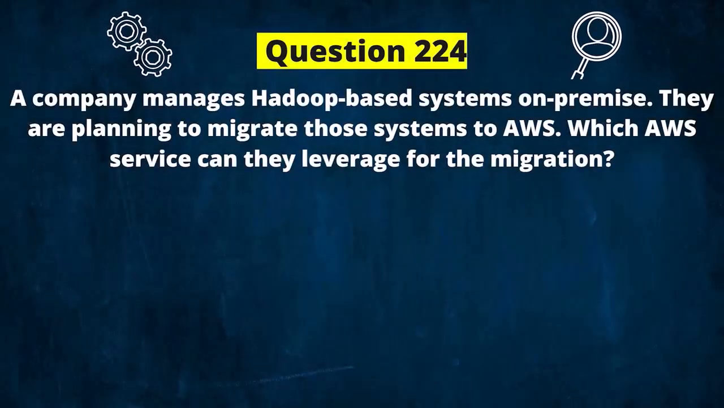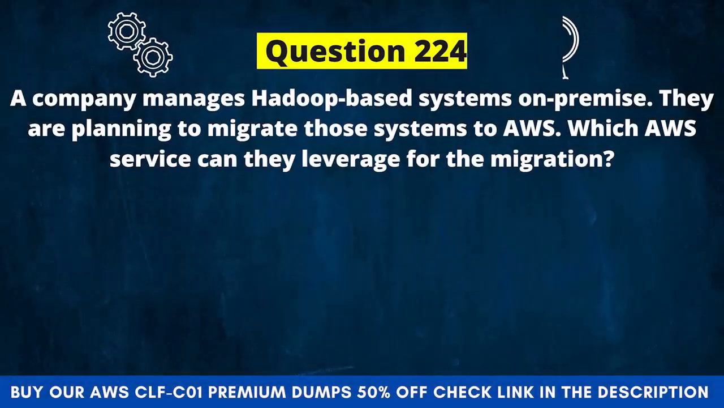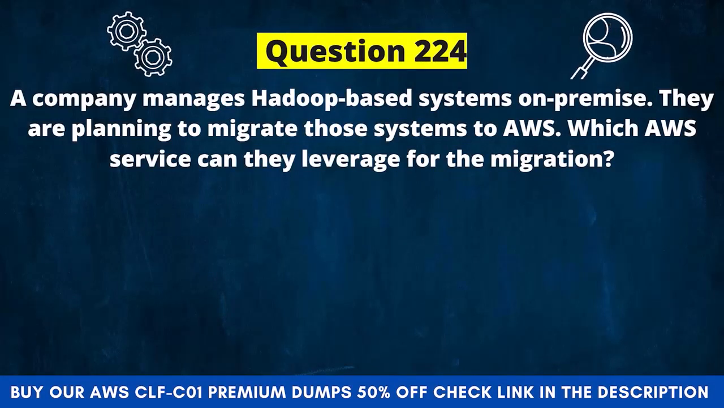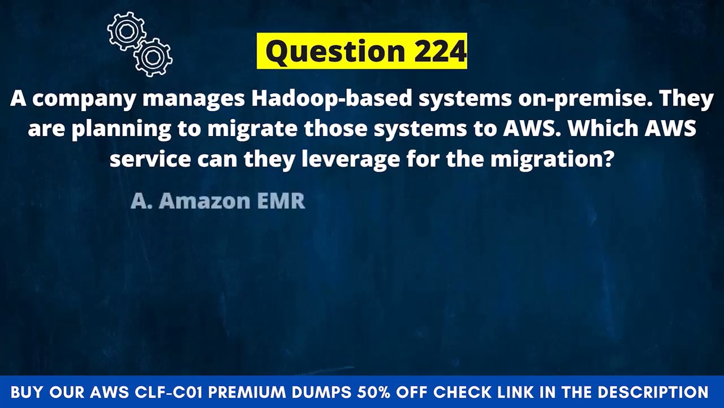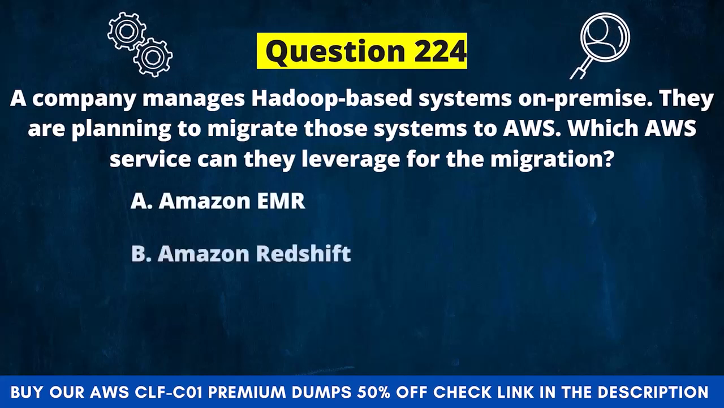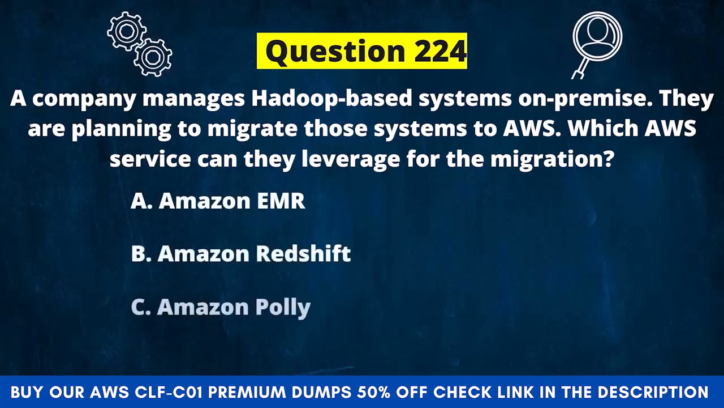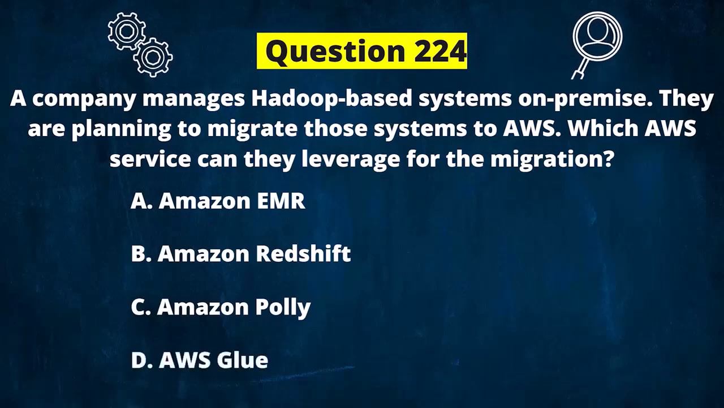Next question. A company manages Hadoop-based system on-premise. They are planning to migrate those systems to AWS. Which AWS service can they leverage for the migration? And the options are: A. Amazon EMR. B. Amazon Redshift. C. Amazon Polly. D. AWS Glue. And the correct answer is option A. Amazon EMR.